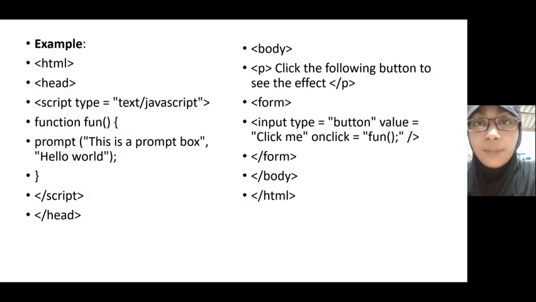Let us discuss an example of the prompt method. We mentioned the script tag in head and function fun, prompt. In prompt, we want to display the message we want, so we wrote this is a prompt box, hello world. And we close the script tag and head tag. Now we wrote the body tag: click the following button to see the effect. And in form, we wrote the button. When we click the button, we get the message this is a prompt box, and when we click OK, we get hello world. So this is it, and we close the form, body and HTML.